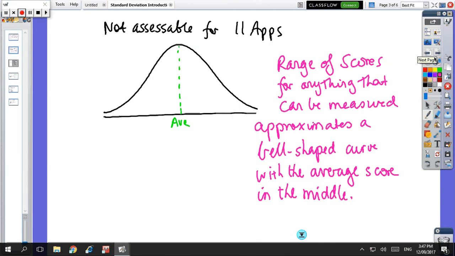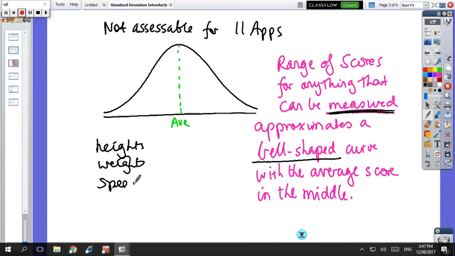Okay, so this isn't assessable for 11 apps, but just so you know what's happening. Anything that can be measured ends up approximating this shape, which we call a bell. So if we measured people's heights, their weights, their speed over 100 meters, whatever can be measured, if you measured enough data, it would approximate this shape. So, we've got some kids at the top end, some kids at the bottom end, but most kids are in the middle. And the top of the bell is the average. Okay, so the average score is in the middle.